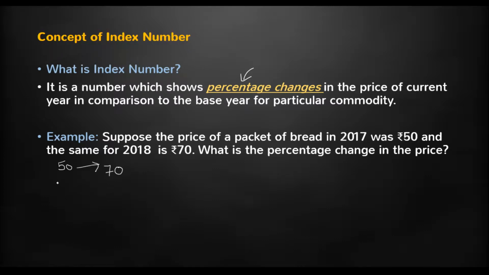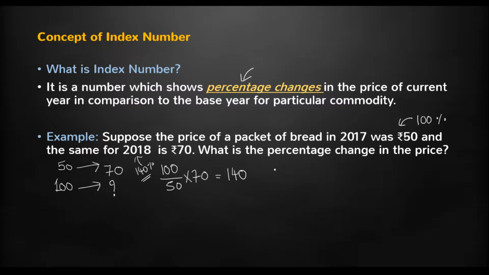So if we want to find out percentage, we all know that percentage is always found on the base of 100. From 100, what is it, right? So if we simply solve it, it will become 100 divided by 50 into 70, right? And this will give us 140. This 140 shows that if the price was 100% in 2017, then it has become 140% in 2018.